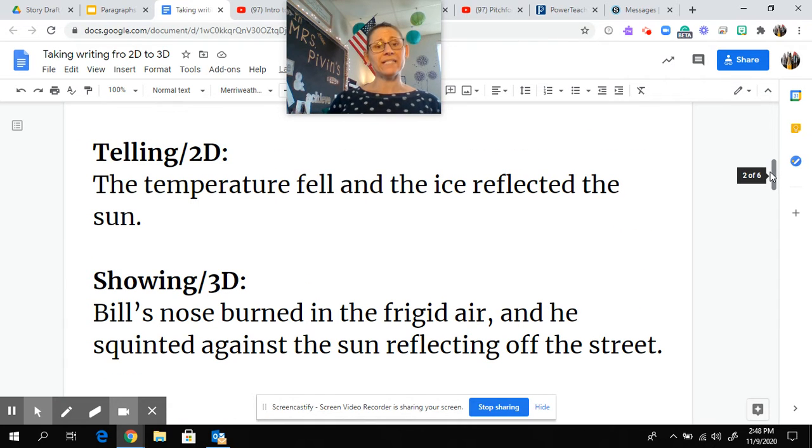Here's a description. The temperature fell and the ice reflected the sun.